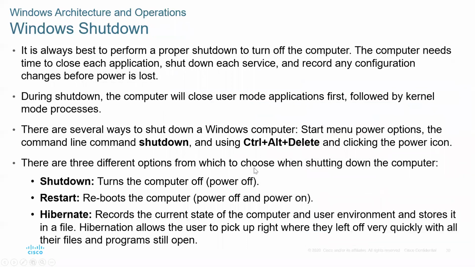So for a Windows shutdown, it's always best to do a proper shutdown for computers. You've probably heard this since the day that you've all used them, but the computer needs time to close out each application, gracefully shut down those services, and record any configuration changes before the power is lost. So during shutdown, the computer will close user mode applications first, followed by kernel mode processes, and then further shut down access to the hardware, etc.